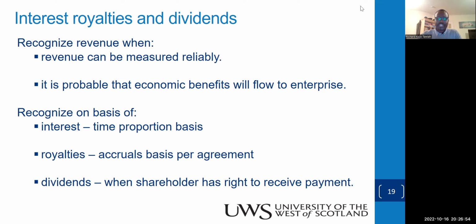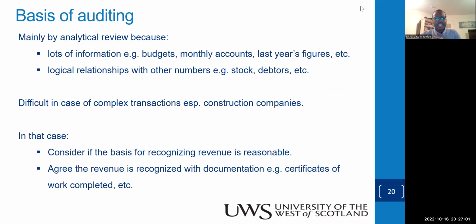Royalties, accruals basis per agreement, not cash basis. Dividends, once we can establish that the shareholder has the right to receive payment, that's an income, that's a revenue. Recognize it, okay.